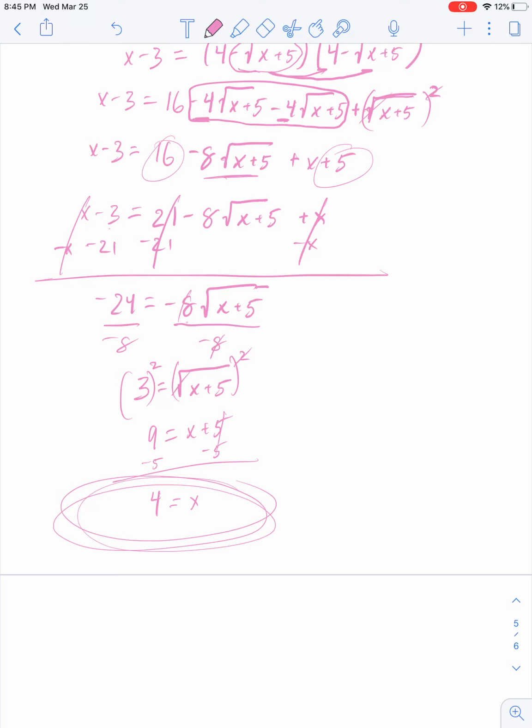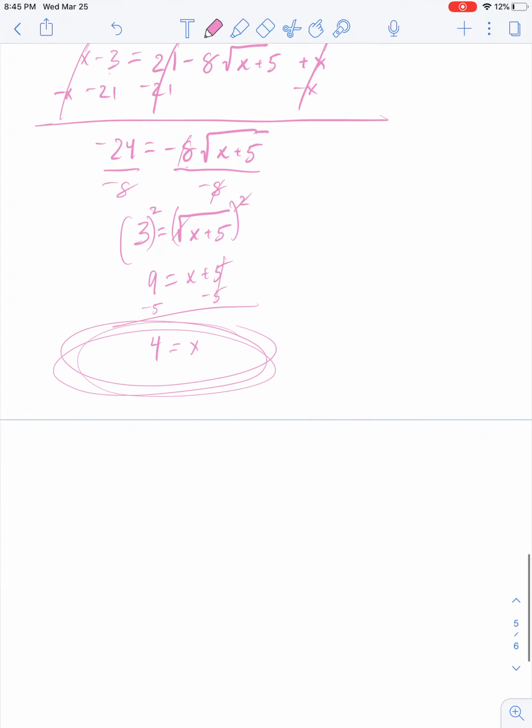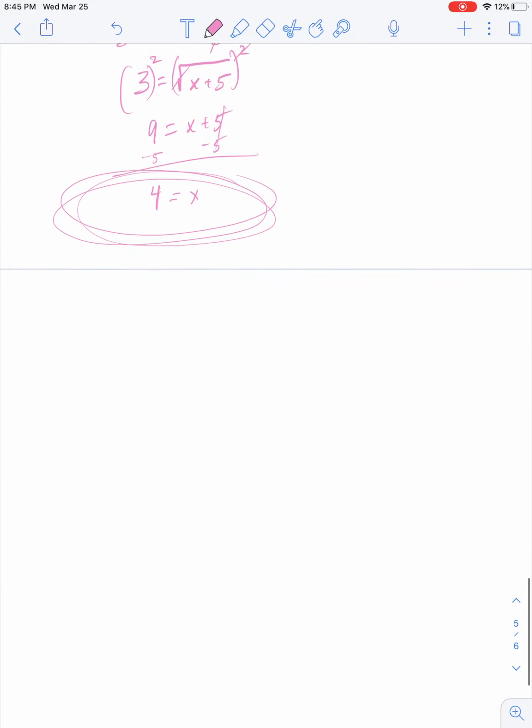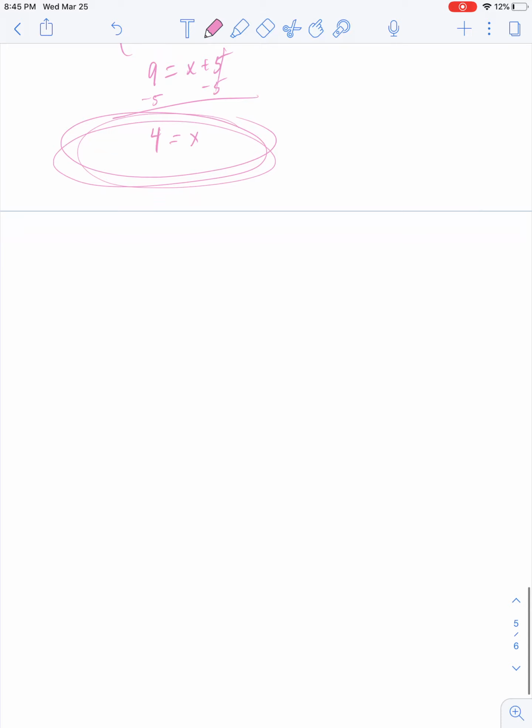So example E, a really nice example, definitely one that has quite a bit of work. Let's take a look at another example like that. I think I like this last one. Let's take a look at example F. Looks like some factoring will come into play with this problem.